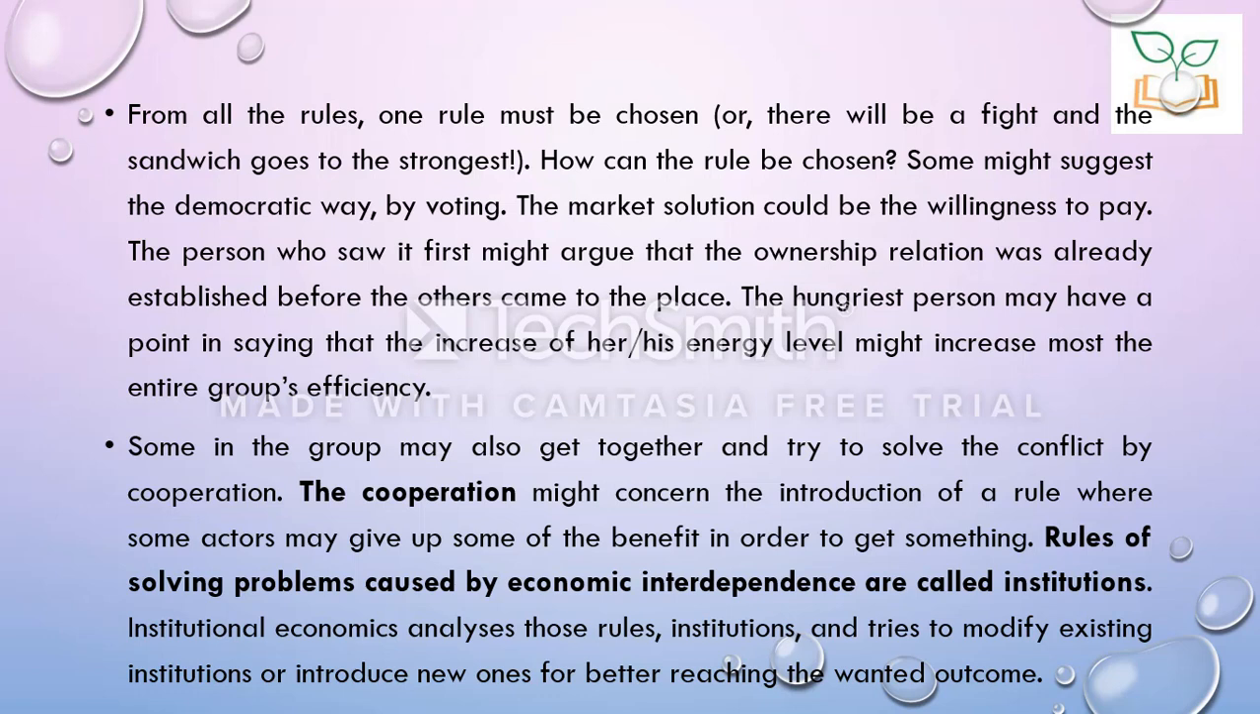Some might suggest the democratic way, or voting. The market solution could be the willingness to pay. The person who saw it first might argue that the ownership relation was already established before the others came to the place. The hungriest person may have a point in saying that the increase of his or her energy level might increase the entire group's efficiency most. Some in the group may also get together and try to solve the conflict by cooperation.